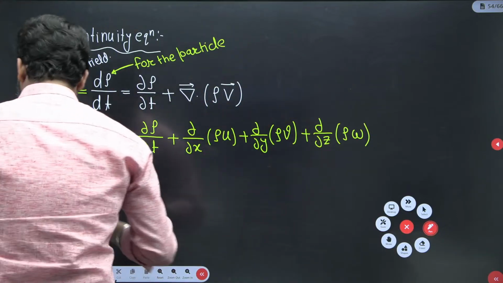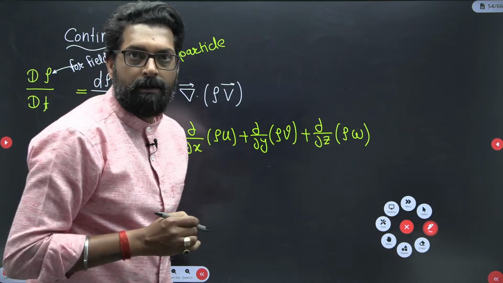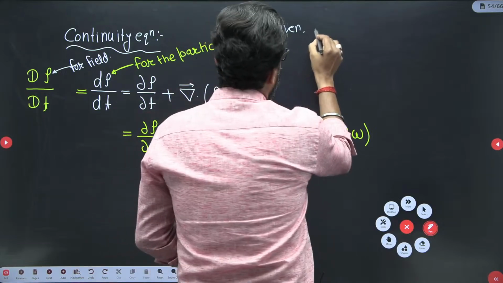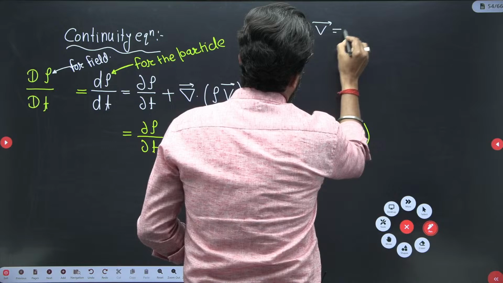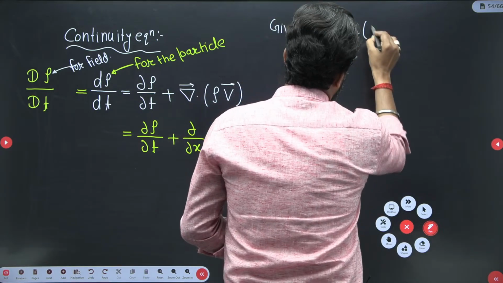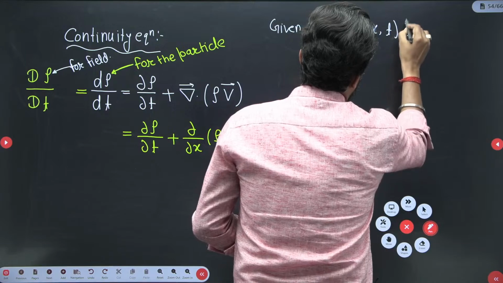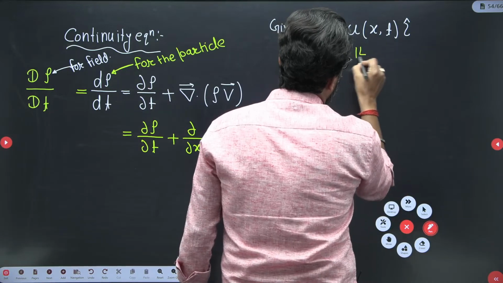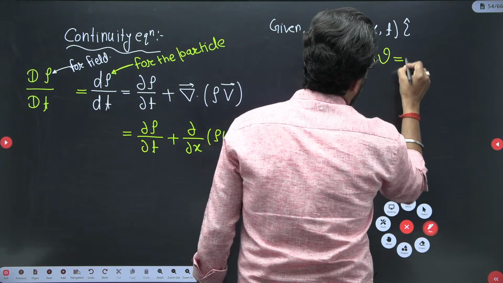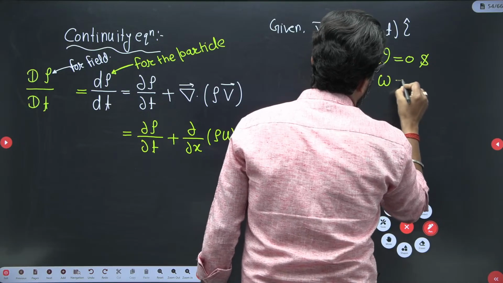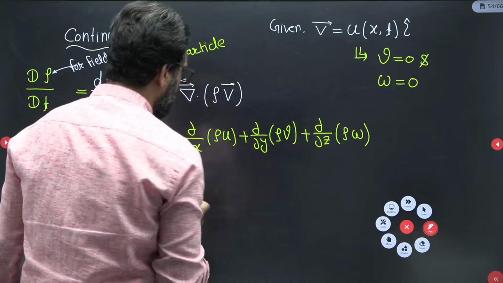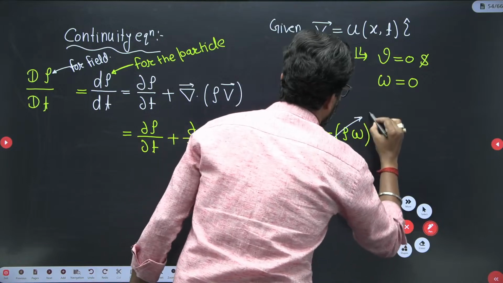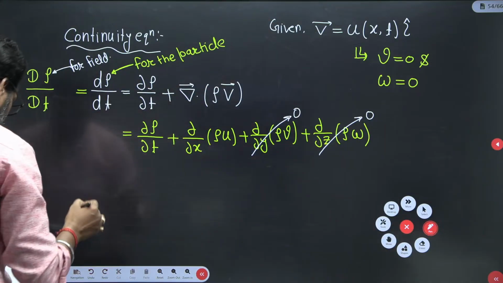Okay. Now, my dear, this is your one dimensional flow. What is given? The velocity field V is equal to u(x,t) i vector. That means the velocity field is in one direction. That means the component of velocity in y direction is 0 and the component of velocity in z direction is 0. So this term is 0, and this term is 0. Clear? Now, what is left then?